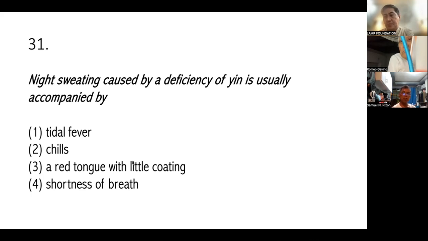Bakit ito tinawag na tidal fever? Fever in the afternoon po. Similar po siya sa low grade fever.